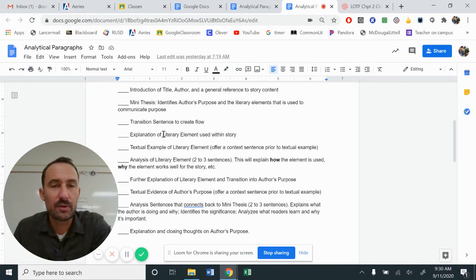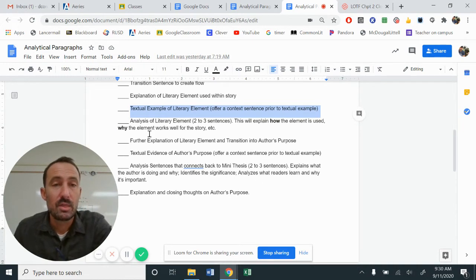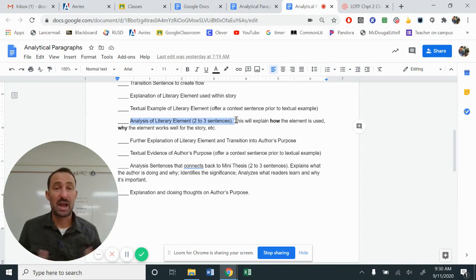So once you've offered that literary element, whether it be personification, foreshadowing, or symbolism, you go ahead and give a piece of textual evidence. Show me from the text where that is. Show me what that looks like. Then you move on to the analysis. What does that really mean? How and why is this important to the work?